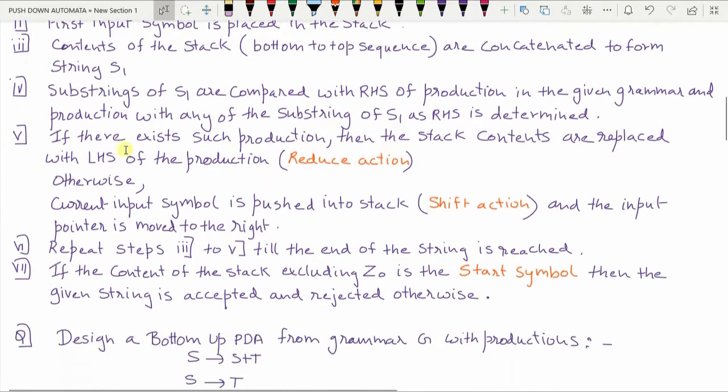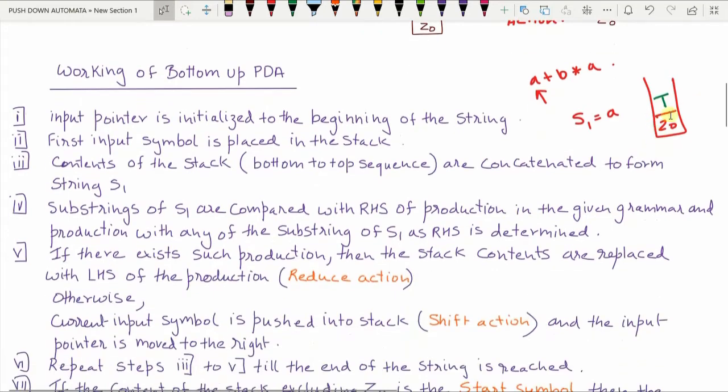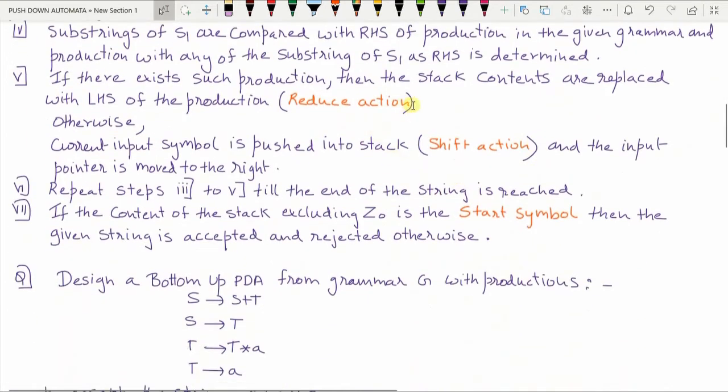Then if this is true, the stack content, the entire substring, is replaced with the left hand side of that production. Like how I did over here, A was replaced with T, the left hand side. So this action is called reduce action.